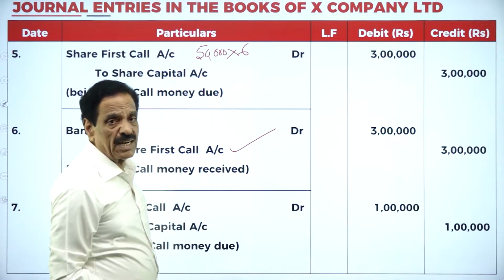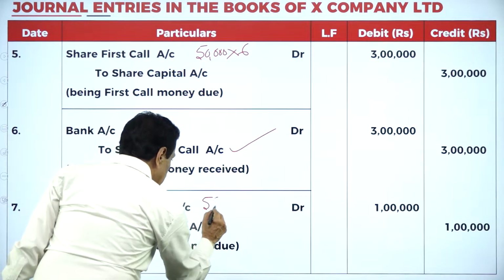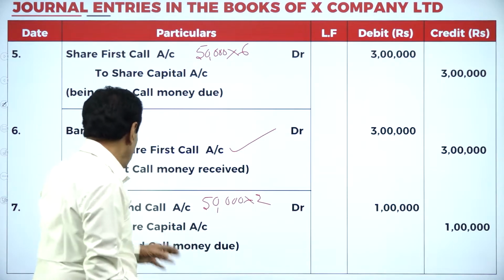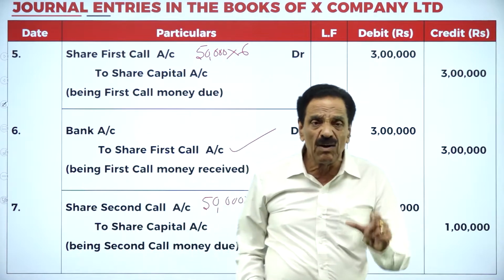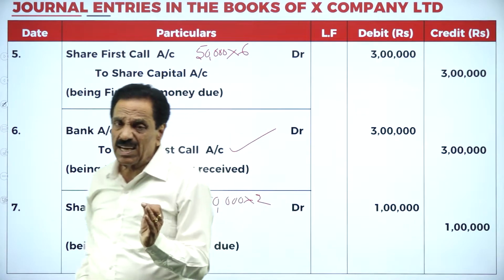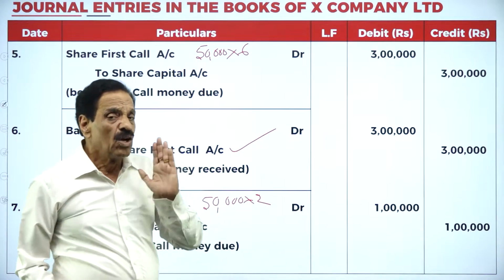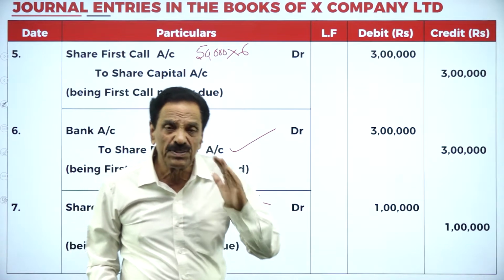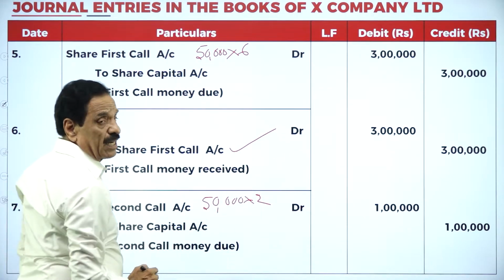Then the due entry for the second call. Here you got 2 rupees in the second call, 50,000 into 2, 1 lakh. What's the due entry? Share second call account debit to share capital account. So we have to receive 1 lakh rupees. Mr. X holds 60 shares and fails to pay the second and final call. Out of 50,000, 60 shares are gone now. What's left over? 49,940 only.